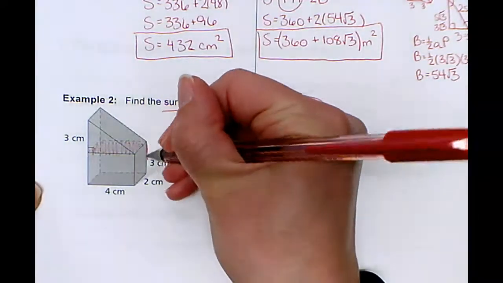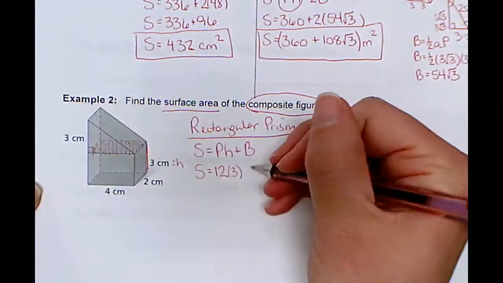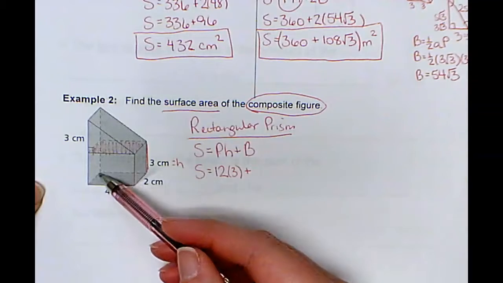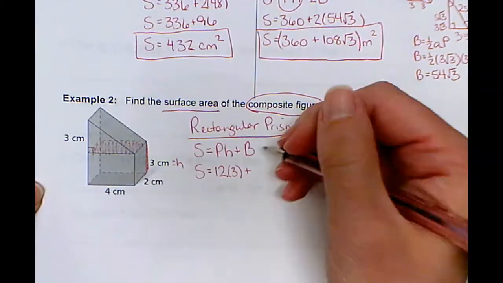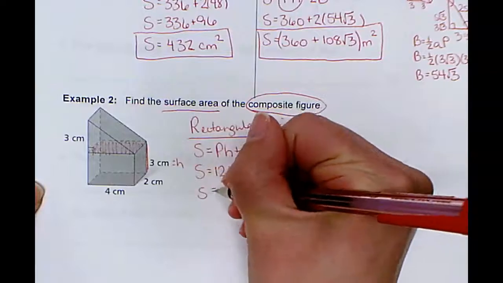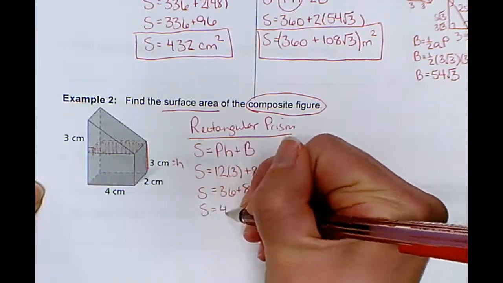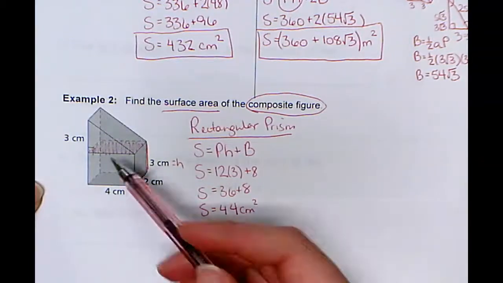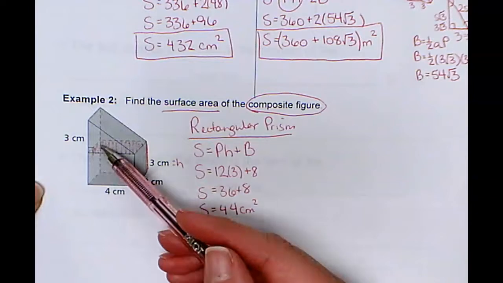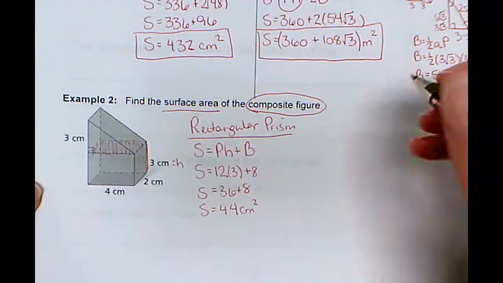The height of this rectangular prism is 3. And then the area of the base that I'm finding down here is the length times the width, so 4 times 2 is 8. So this is 36 plus 8. This is 44 centimeters squared. So that takes care of this open box down here, this rectangular prism without this top base. Now we need to calculate the surface area of the triangular prism.